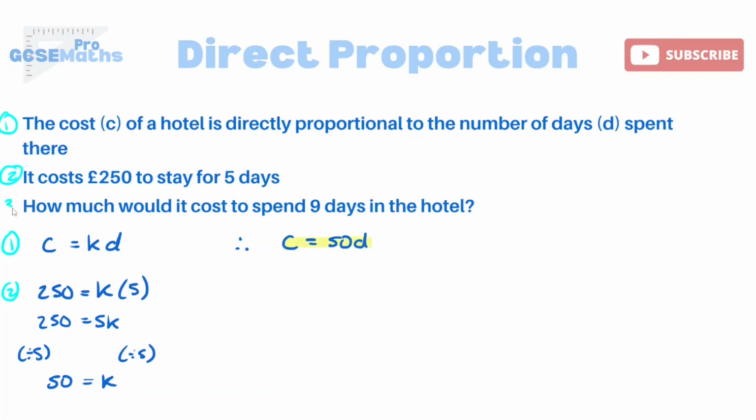Okay, finally, step number 3, answer the actual question. How much would it cost to spend 9 days in the hotel? Well, that's 9 for D, isn't it? So C equals 50 times 9, which should give us 450. Okay, so the answer in this case, in the context, is £450.